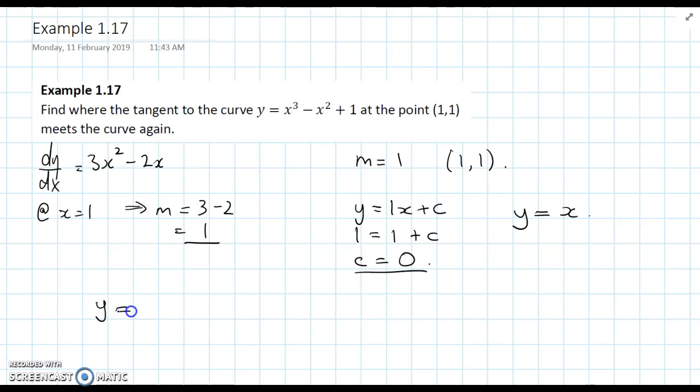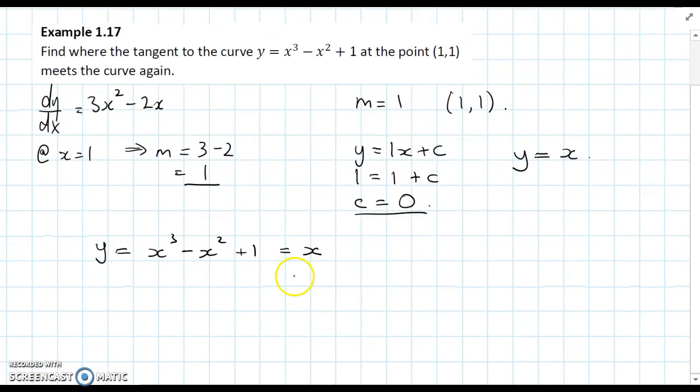So y equals the cubic, which is equal to the linear tangent. Bring everything over to one side. And we have an equation of a cubic. We would use the polynomial solver, which we can find in our graphics calculator.